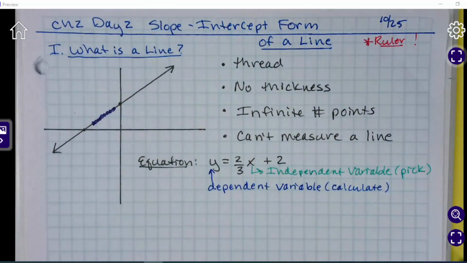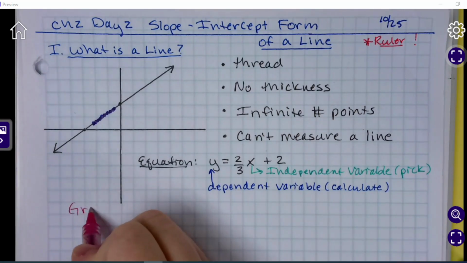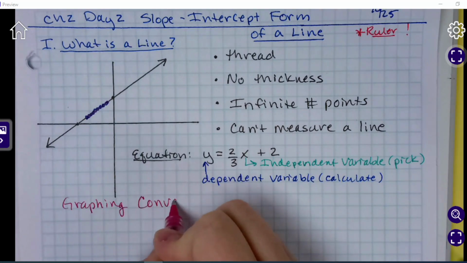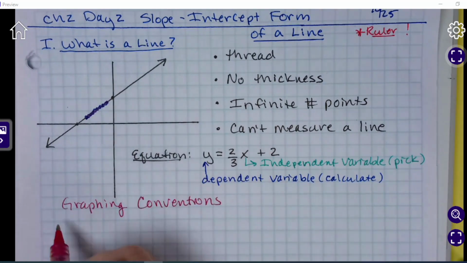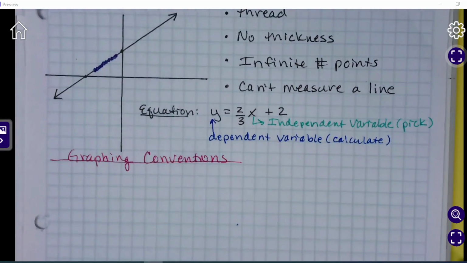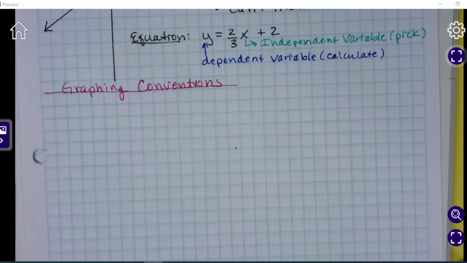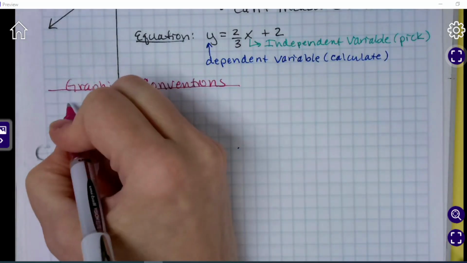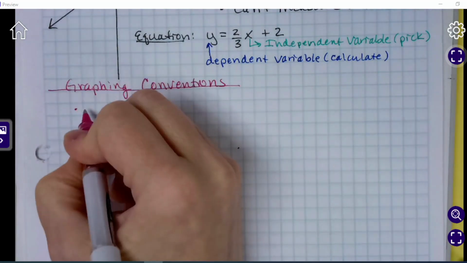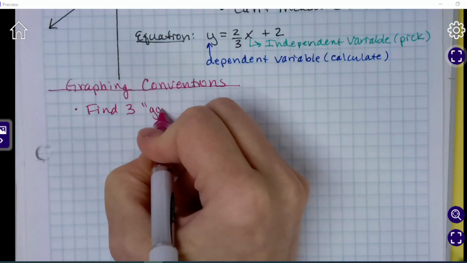All right, so tonight's assignment, we're not going to actually do graphing, but I do want to get the graphing conventions on your notes, just so you have them in case you need to refer to them. Graphing conventions are just guidelines so that the graph that you create is a good quality graph that's useful. And for lines, one of the things you have to do for a graphing convention is to draw a line. You need to find 3 what we call good points.